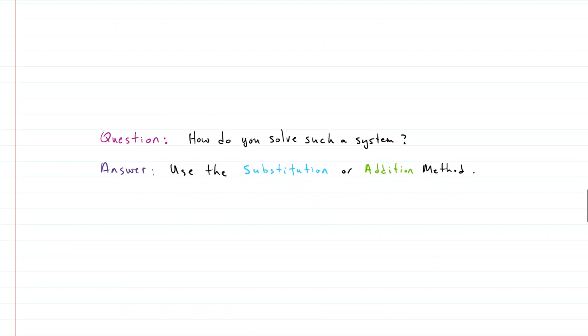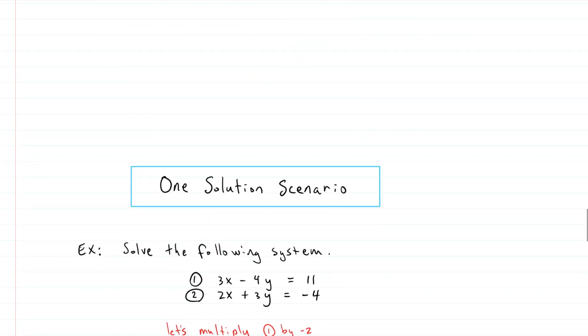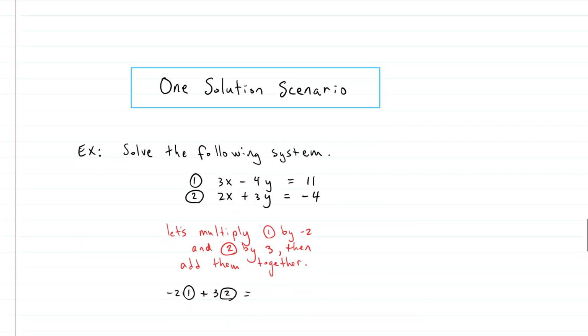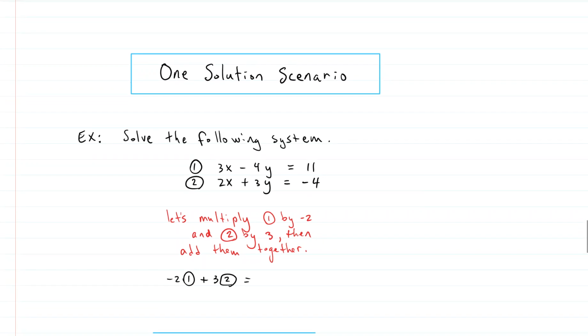How do you solve these types of systems? Well, we have two methods, the substitution method and the addition method. So we'll use the addition method here in the problem that we'll be solving. So this is the one solution scenario. We have a system of equations. We have equation 2, and we're going to solve this by addition. That means we want to add them and somehow cancel one of the variables.